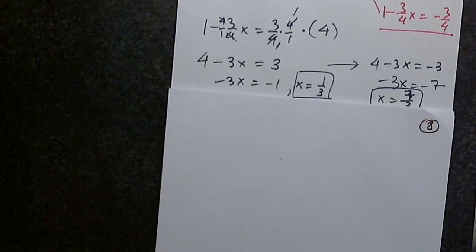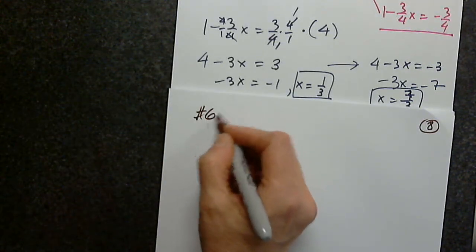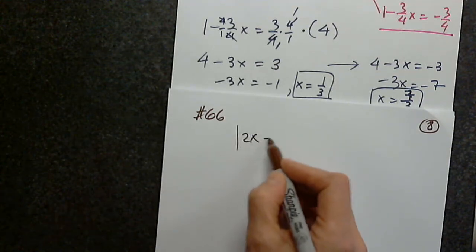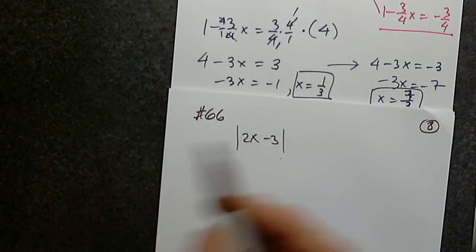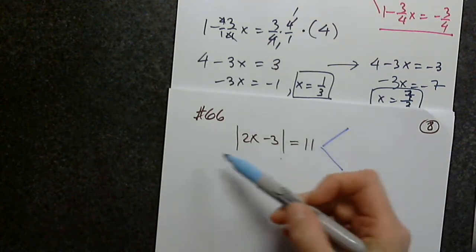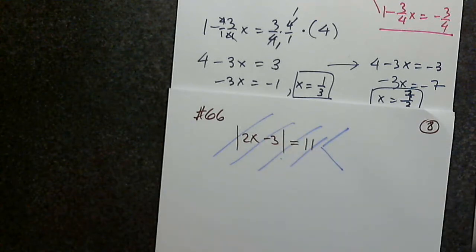Let's say 66. And this is 2x minus 3 in absolute value equals 11. Is this fully simplified? Yes. So I can go ahead and replace it by... remember, you cannot cross it out like that, I'm just making a point, you cannot touch that.